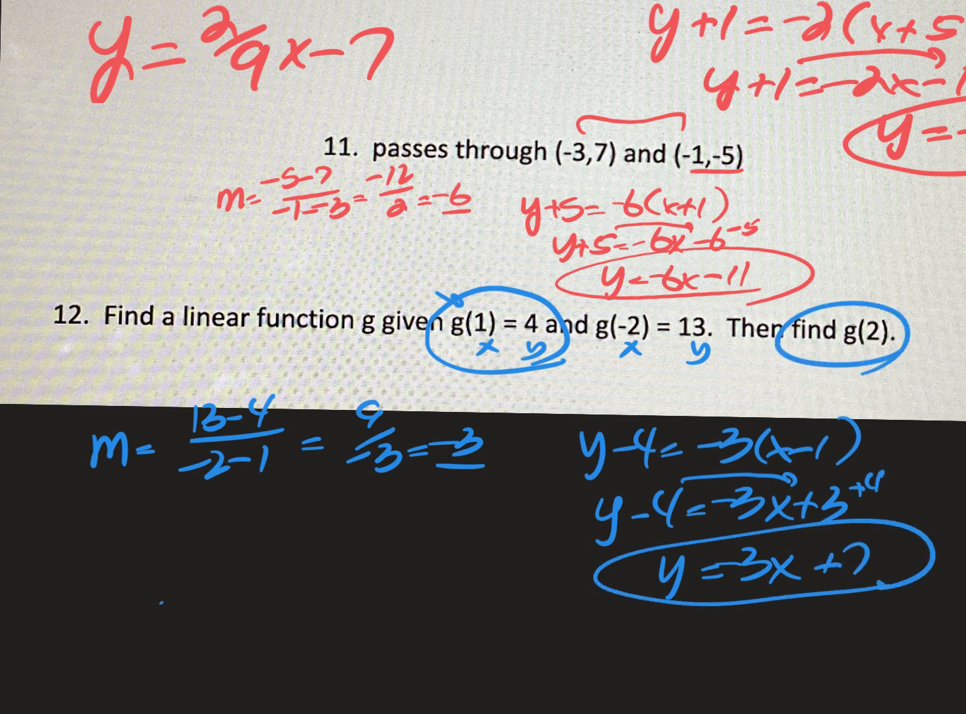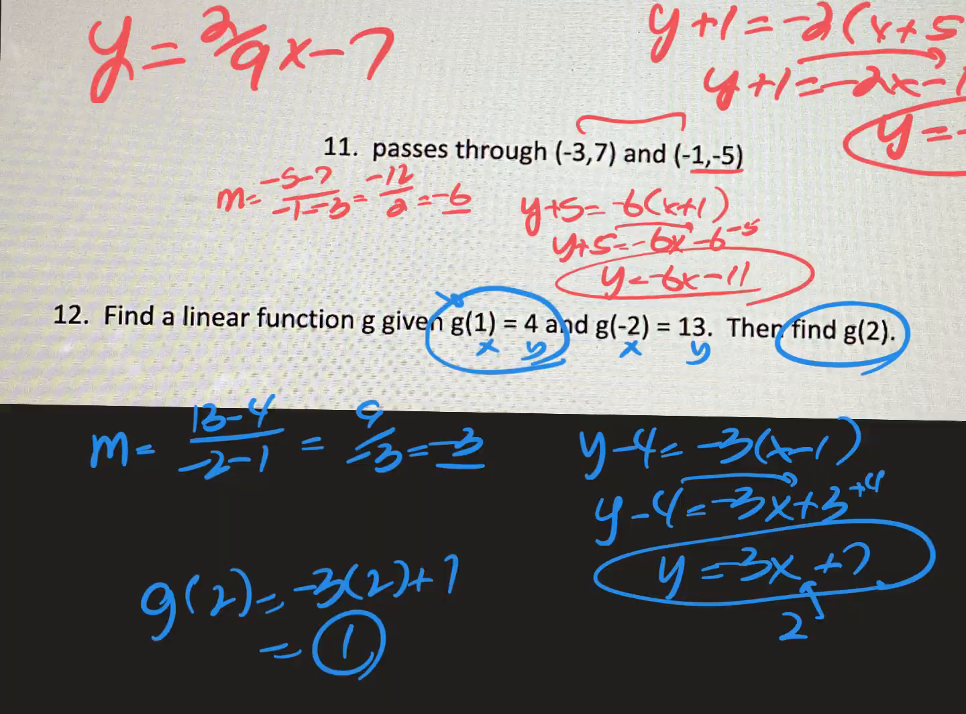It says find g of 2. Okay, to find g of 2, I'm going to actually take the 2 and plug it in for the x. So it's going to be negative 3 times 2 plus 7, which is going to be 1. So g of 2 is 1. So make sure you get both answers there.